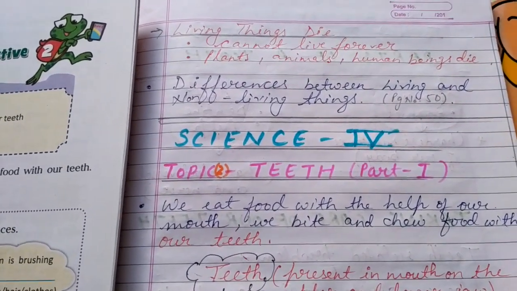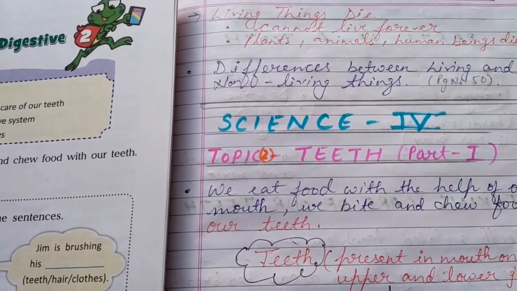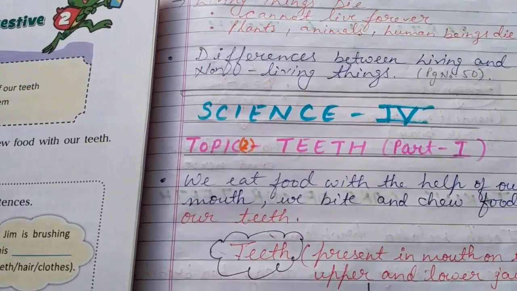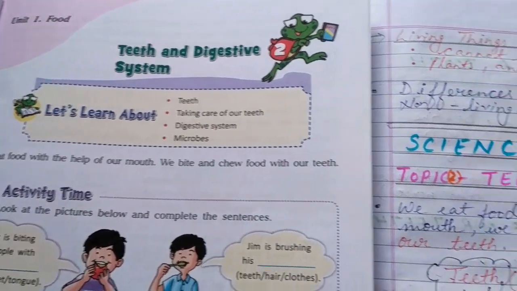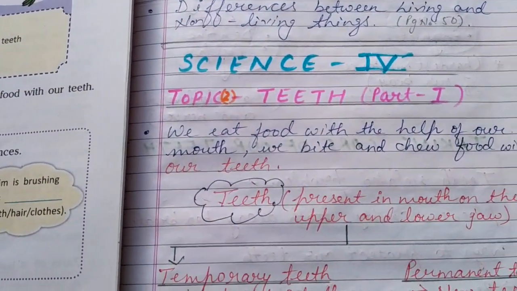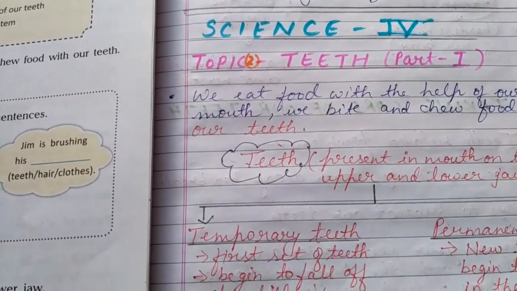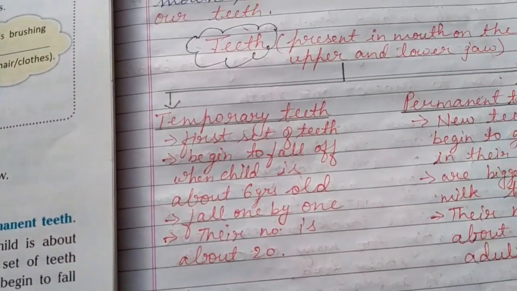Kids, today we will move on to a new topic, which is actually chapter 2 of your science course book. Okay? And the name of this topic is teeth and digestive system. So this is the first part of the video in which we will study about teeth. What are the types of teeth? What are the sets of teeth?